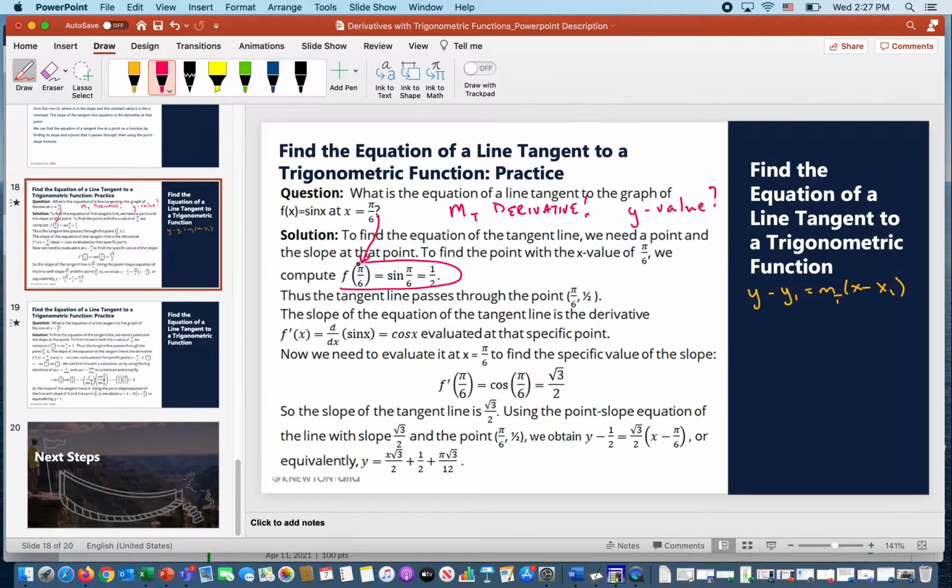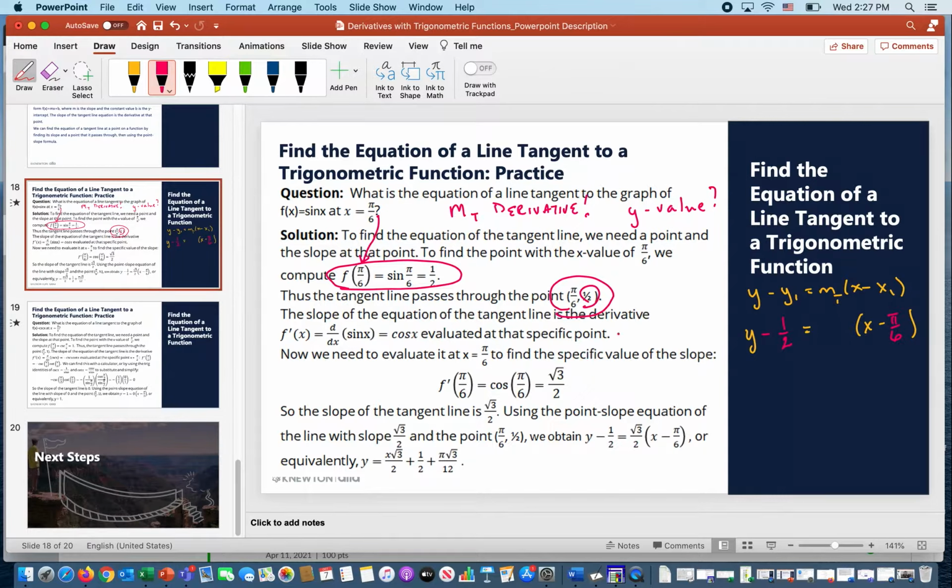We've plugged in pi over 6. You can use the unit circle, or you can use your calculator. The sine of pi over 6 is 1/2. So we have a coordinate to plug in over here. We've got y, and I like to use the colors. I think it helps identify what's what, right? So we've got y minus 1/2. That comes from this thing. And over here, I don't know the slope of the tangent line, but I do know that the x value is pi over 6.